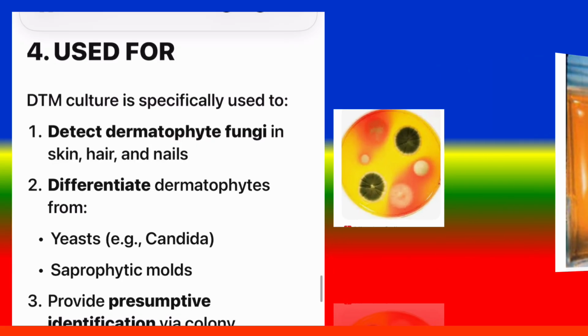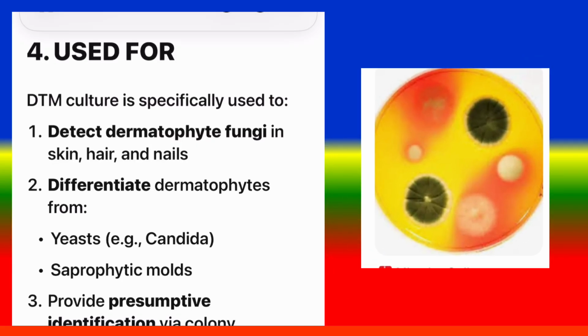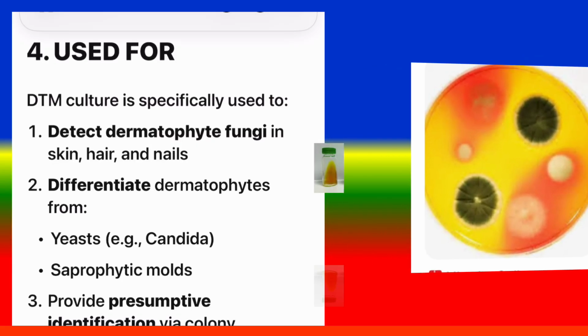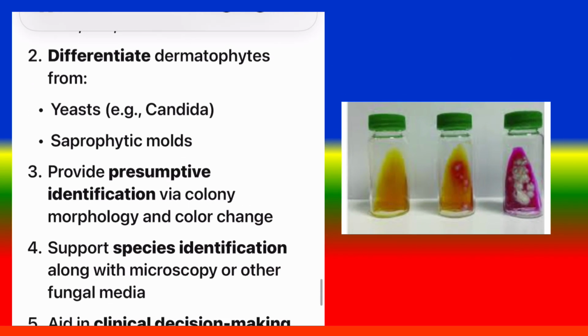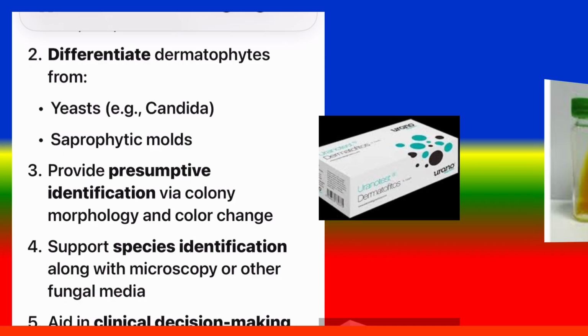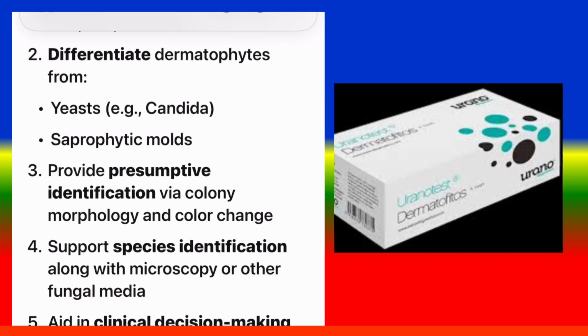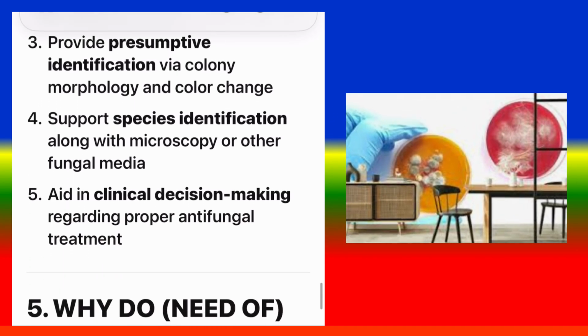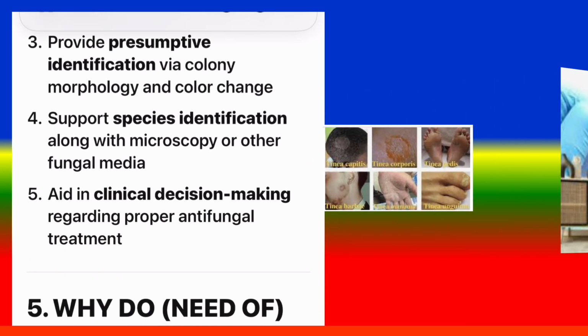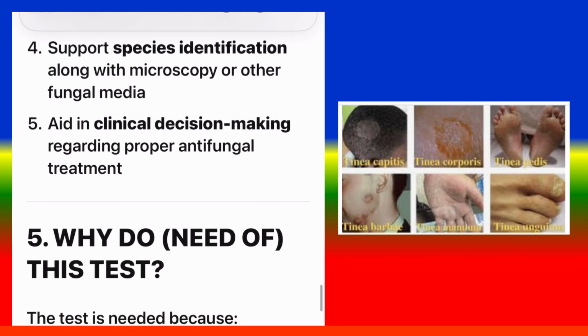Uses. DTM culture is specifically used to: 1. Detect dermatophyte fungi in skin, hair, and nails. 2. Differentiate dermatophytes from yeasts, e.g. Candida, and saprophytic molds. 3. Provide presumptive identification via colony morphology and color change. 4. Support species identification along with microscopy or other fungal media. 5. Aid in clinical decision-making regarding proper antifungal treatment.